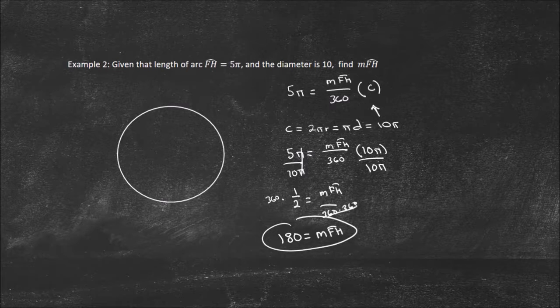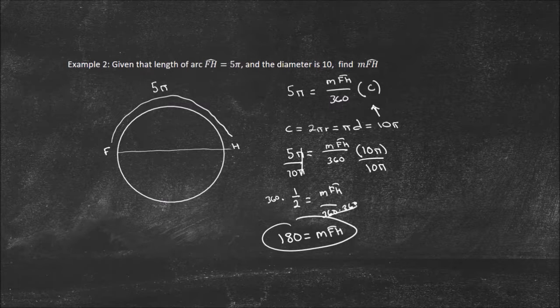So now let's draw that in here. If FH is 180 degrees, that means it must be a straight line, right? Because it's 180 and the whole circle's 360. So I have F here, I have H here. What I knew actually is that the arc is 5 pi. But I also knew the circumference was 10 pi. So 10 pi is the whole length. So that means I have exactly half of it, right? Because I have 5 pi.